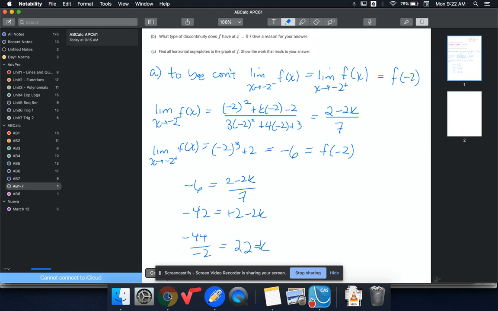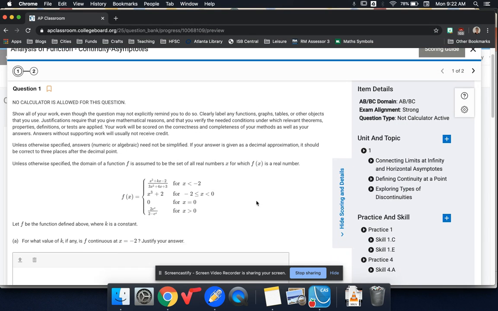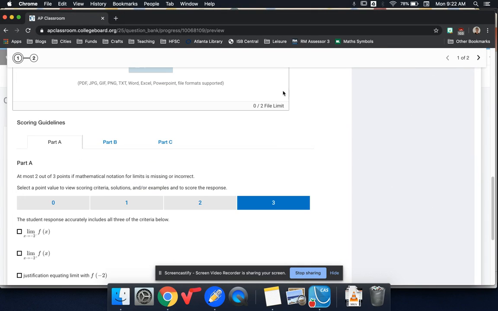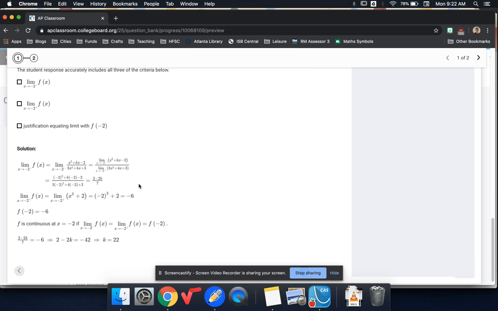Let's look at what the AP says for the scoring guidelines. So if we look down here, part A was worth 3 points. So you had to have the limit as x goes to -2 from the left, -2 from the right, and justify of equating with f of -2. So you can see how I did that. I did it sort of in these steps. I also had this sentence somewhere that it's continuous if that was true, and then had the value of k equaling 22.